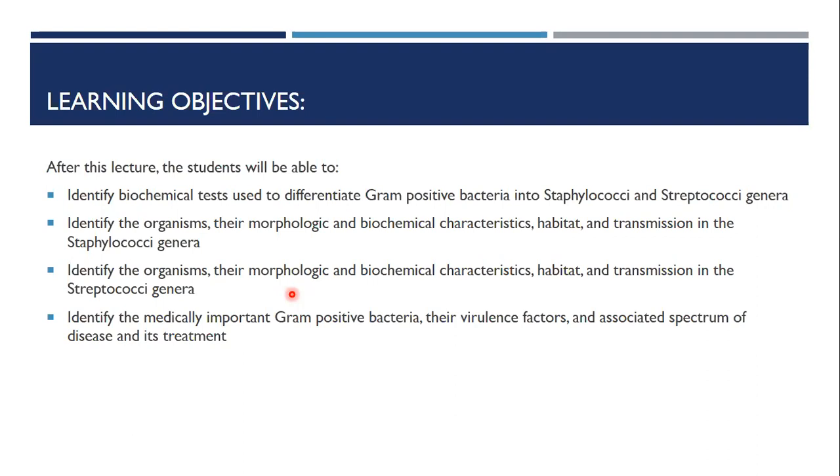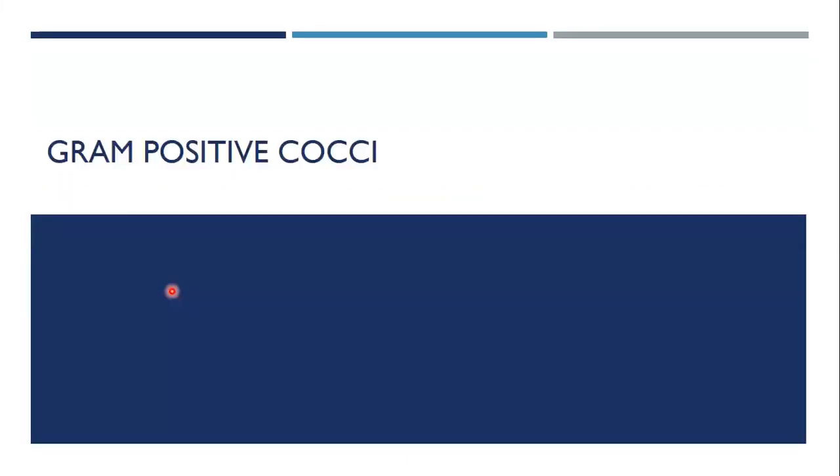So after this lecture, the students will be able to achieve the following learning outcomes. Now, I'd like to put emphasis on the second and the third learning goals because this topic will basically talk about the genera Staphylococci and Streptococci. So let's start first with defining what gram-positive cocci is.